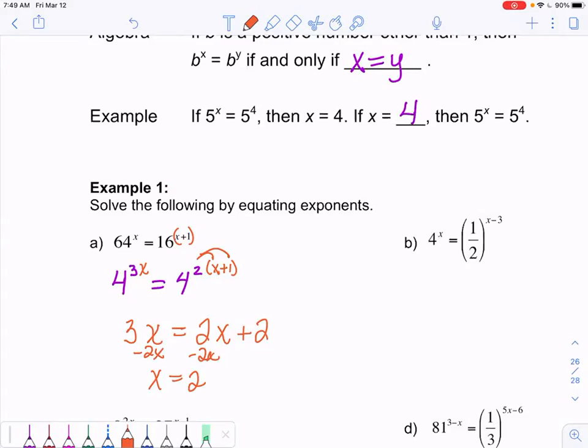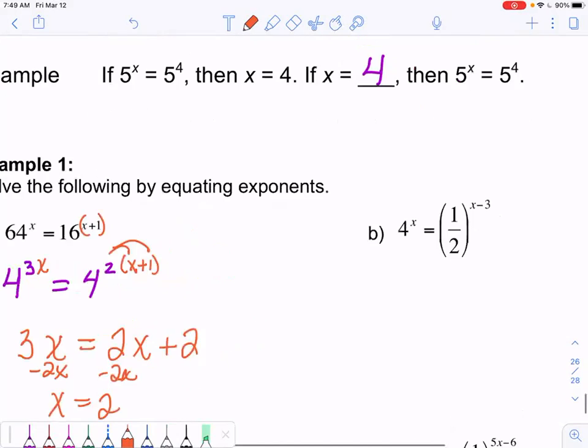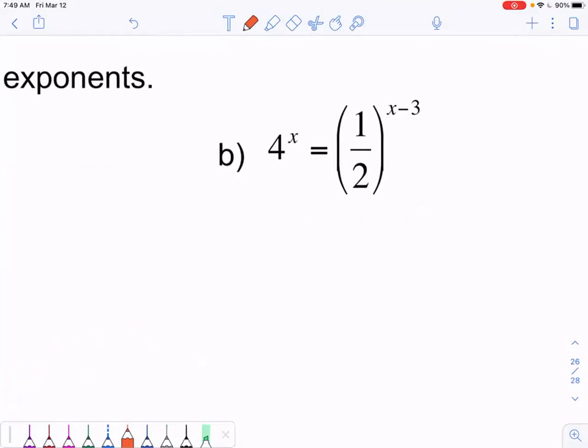So let's try the next one. We have 4 to the x equals 1/2 to the x minus 2, or x minus 3, I'm sorry, no, x minus 2. We need to make the bases the same. So, Julia, how could I change the 4? Let's start with that. How could we change 4? So we're not going to divide by 2, but I want you to write 4 as an exponent. So how could I write 4? 2 squared. So let's change 4 to be 2 squared.